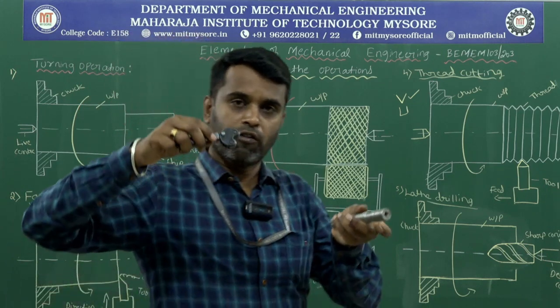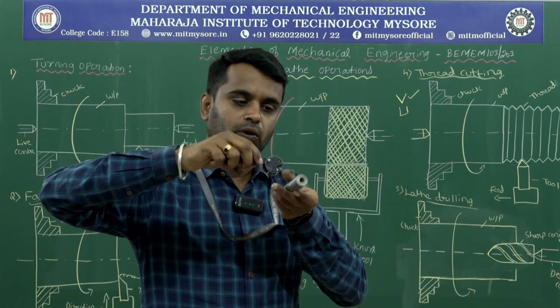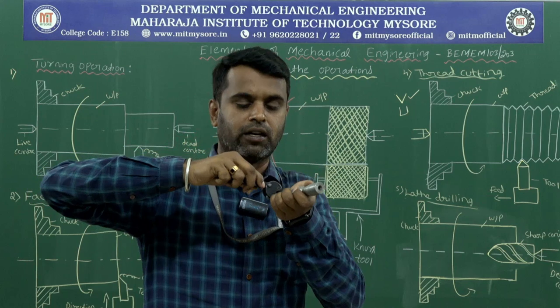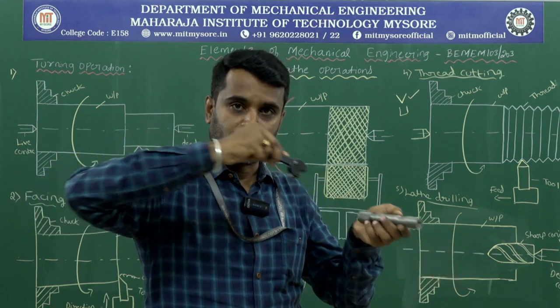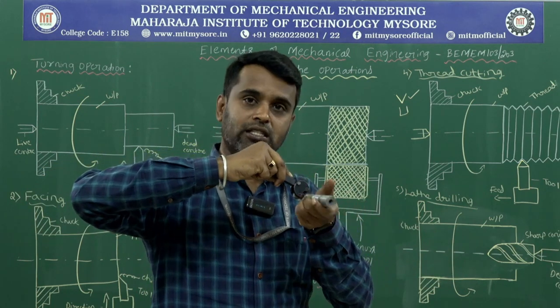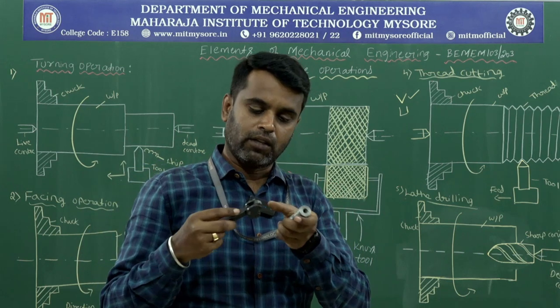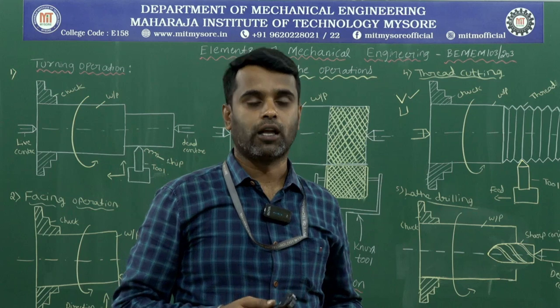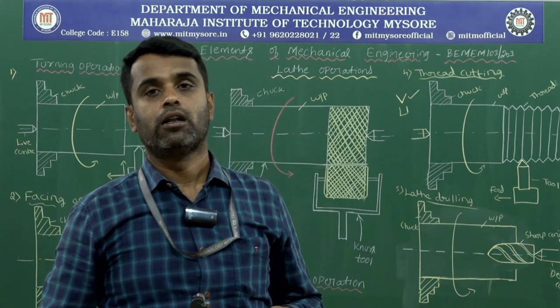So when you feed the knurling tool against the workpiece material, the same shaped impression will be generated on the workpiece. The same pattern will be generated on the workpiece material. That operation we call the knurling operation.